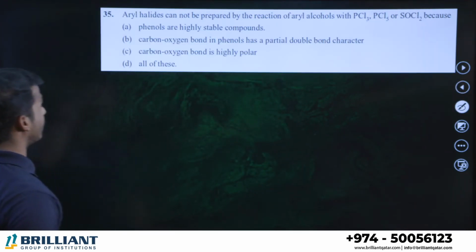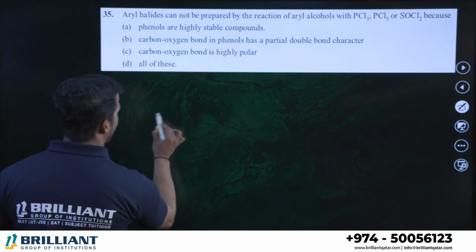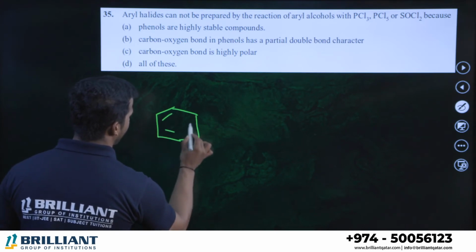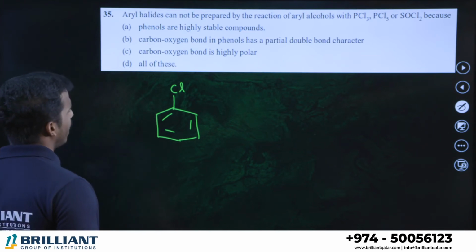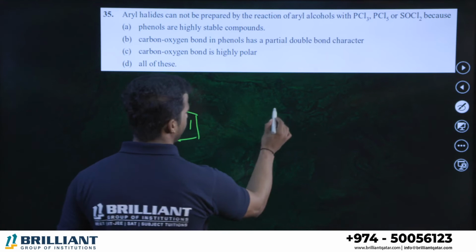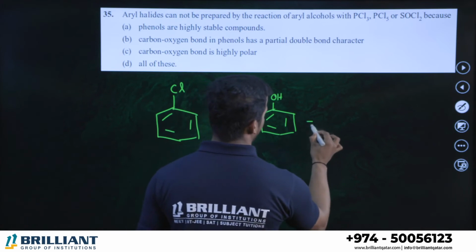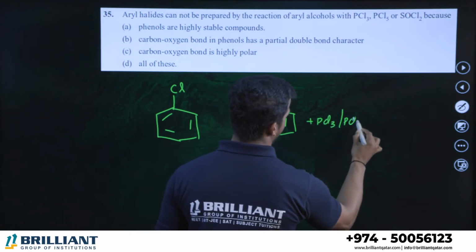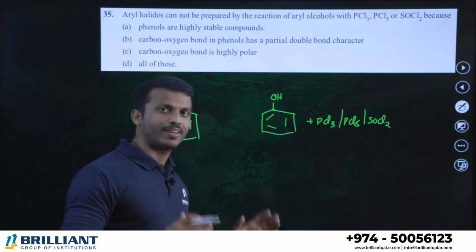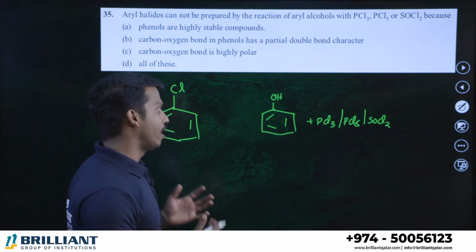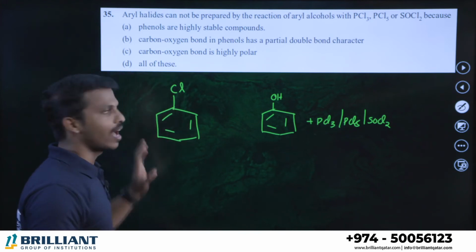Then question number 35, related to the haloalkane chapter. What is aryl halide? An aromatic halide, a halogen connected to a benzene ring. Aryl halide cannot be prepared by the reaction of aryl alcohol, let me take aryl alcohol as phenol, with PCl3 or PCl5 or thionyl chloride, SOCl2. A normal aliphatic alcohol, methanol, ethanol, propanol, everything you can convert into their chloride by using this kind of chlorinating agent. But an aryl halide, it is not possible.